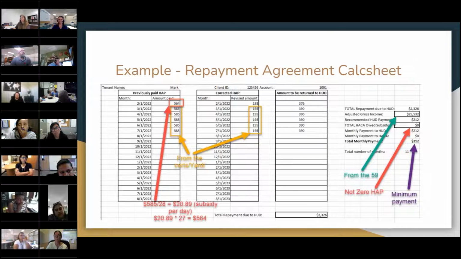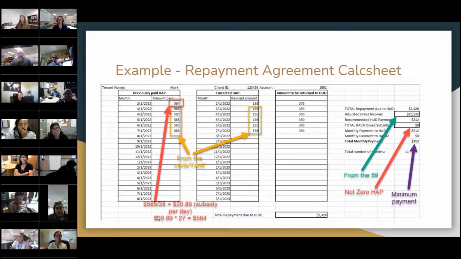We don't enter the amount in the total HACA owed subsidy if they still have HAP. What it's asking for in this total HACA owed subsidy is if there is a zero HAP certification, then there's a second tab on this spreadsheet, in which case you'd enter in their tenant rent and the contract rent, and that would tell you, again, keep this separate in your mind, how much rent they underpaid that is due to us.